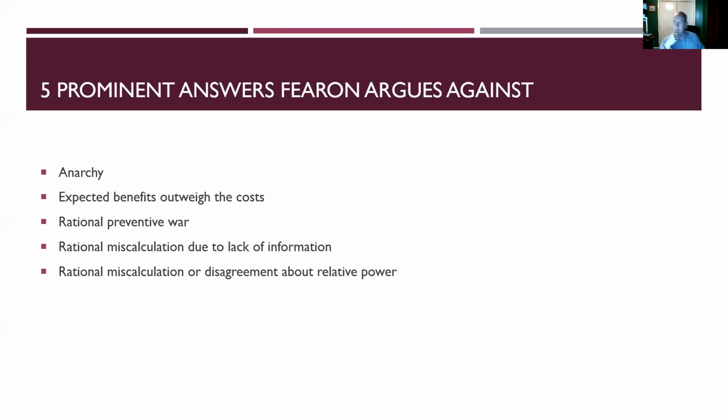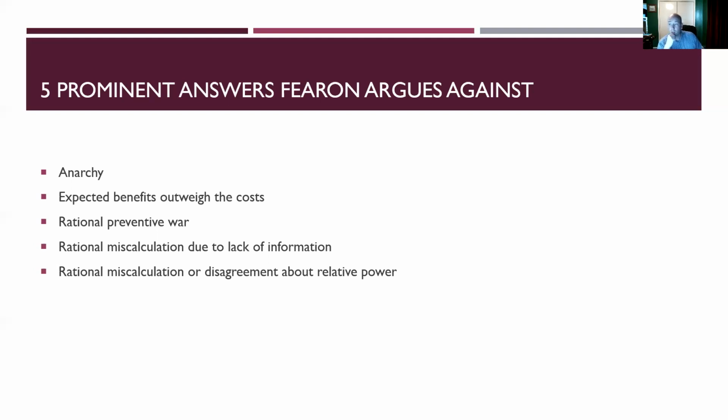So there are these five prominent answers that Fearon argues against in the paper. One, anarchy. Well, yes, there is anarchy, but anarchy itself doesn't cause war. Not everybody is at war right now, right? We're in an anarchic system, so it has to be something other than anarchy. Another argument that he argues against is that the expected benefits outweigh the costs, right? It's still cheaper, it's even better, not to have the war. It's an even bigger benefit. It outweighs the costs even more if you don't fight the war, because there are no costs anymore.